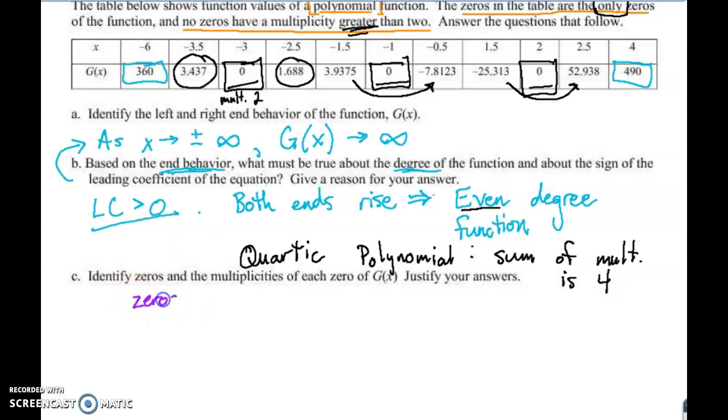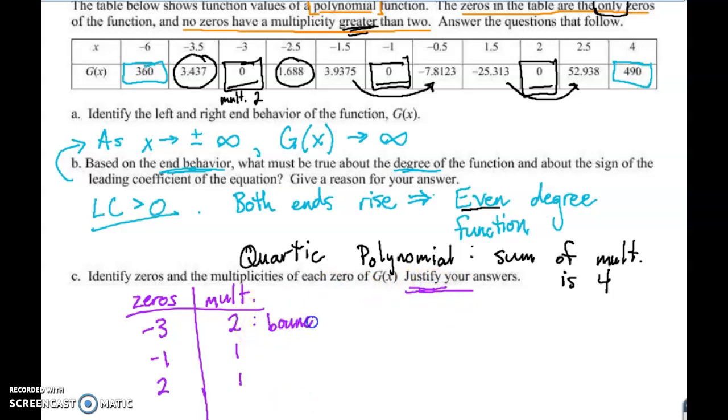So let me just change colors one more time, and I'll do it the same way I did the previous problem. Zeros and their multiplicities. So -3 had a multiplicity of 2, -1 had a multiplicity of 1, and 2 had a multiplicity of 1. And again, some sort of justification, how I talked about how this one bounces, or if you say a positive to a positive.